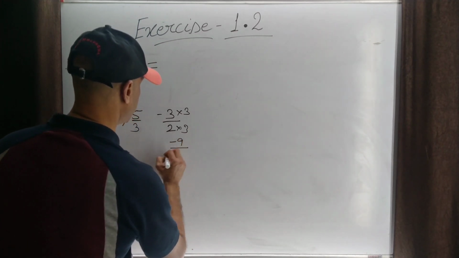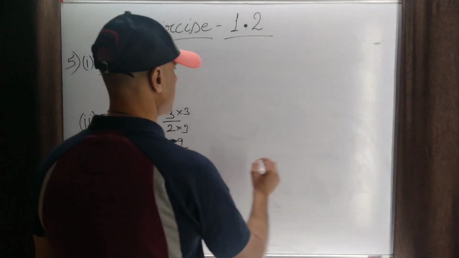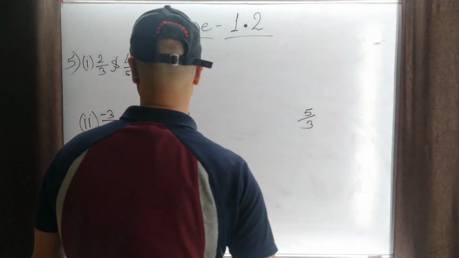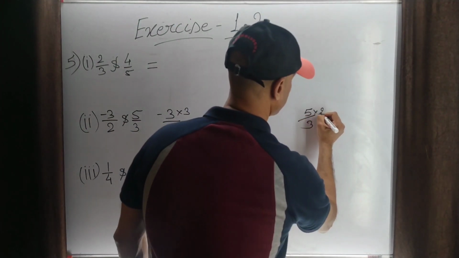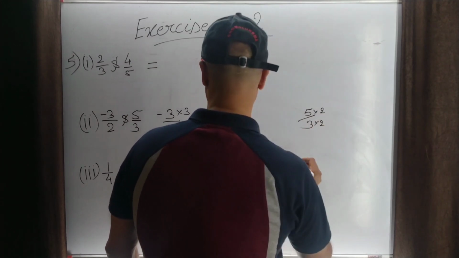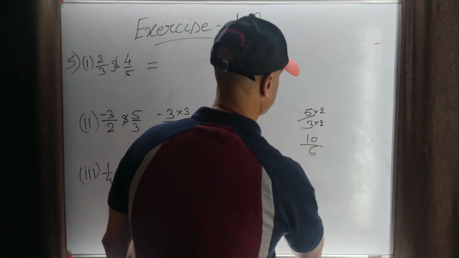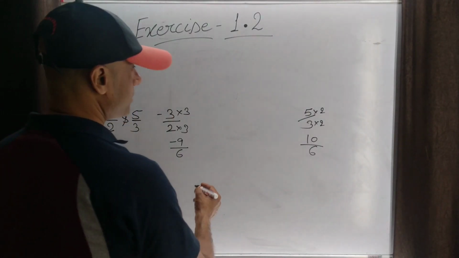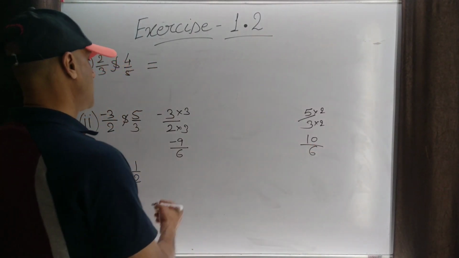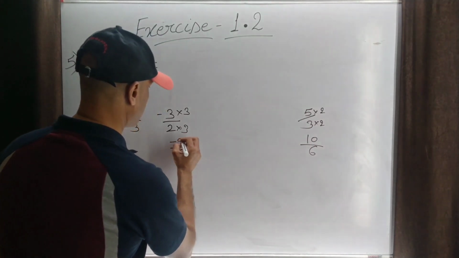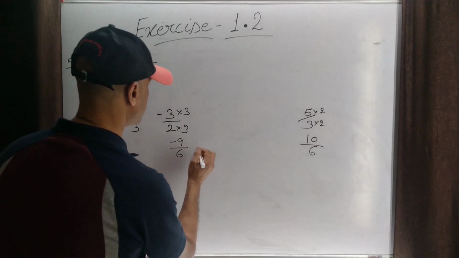And we get how much? Minus 9 by 6 here, and we write 5 by 3, we want 6 as the denominator, so we multiply by 2, and here we get 10 by 6. Okay, so we just want 5. Let's move to the right hand side. So here we're starting from minus 9 by 6.